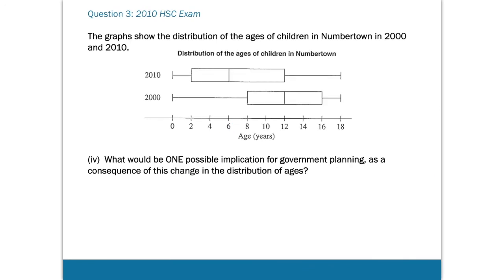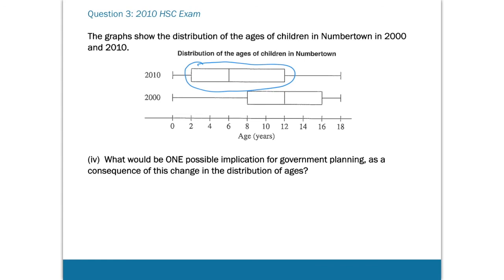Okay, so the last part of this question is, what would be one possible implication for government planning as a consequence of this change in the distribution of ages? As you can see in 2010, we have a lot more children in the 2 to 12 range. If you know children very well, they love going to the park, they love going to playgrounds, skate parks, and children from 2 to 5 also attend preschool.